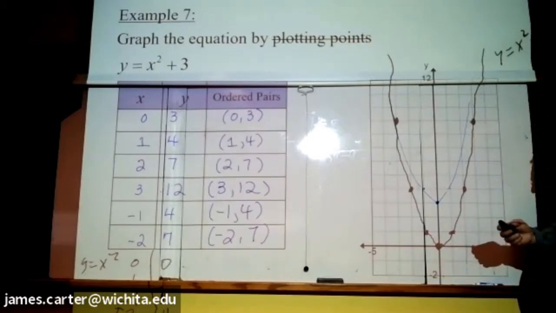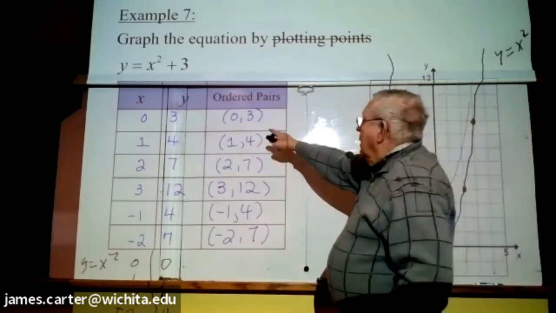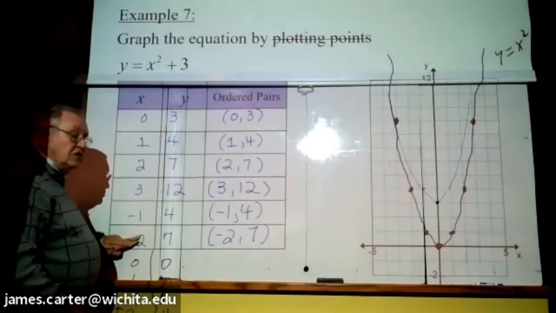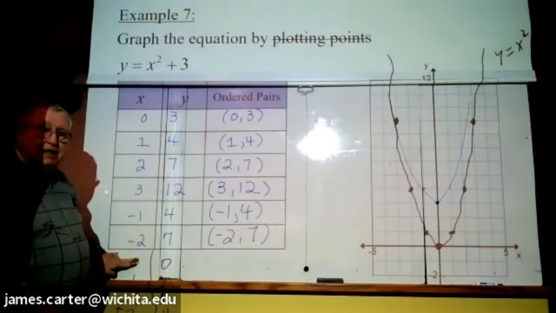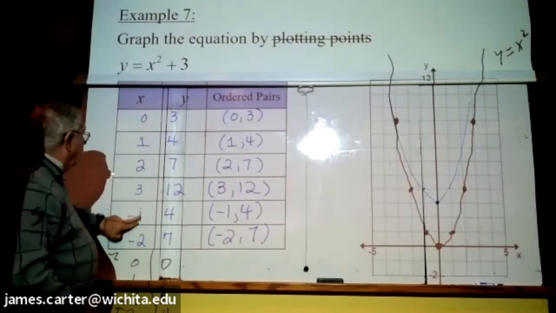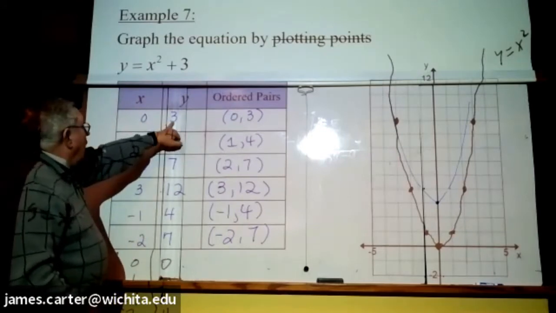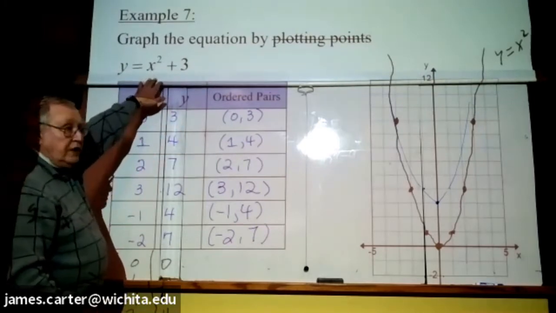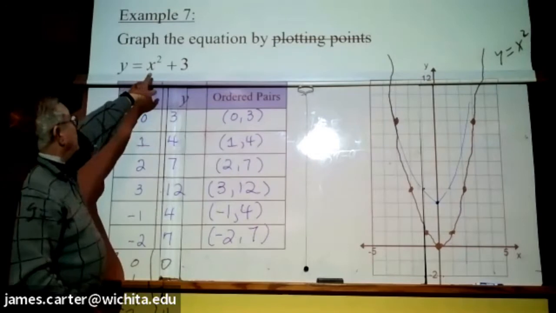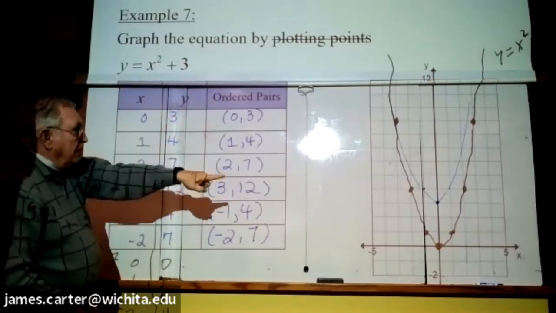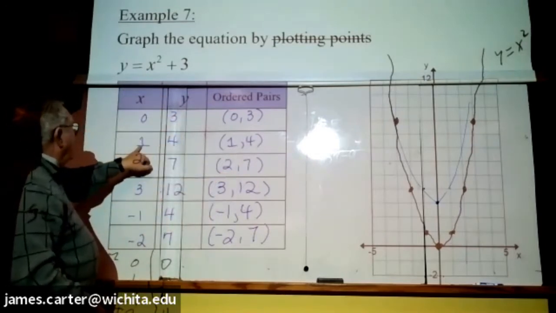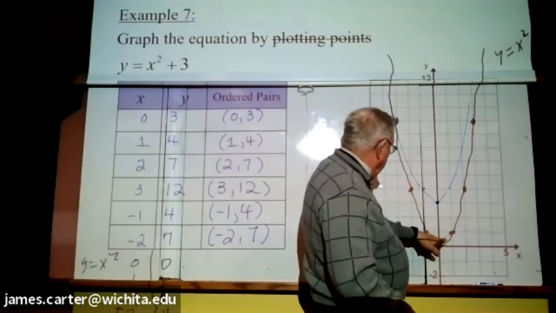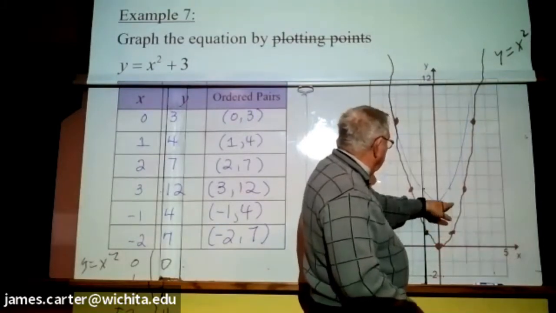Now you can see this. How did I get this? I just picked some x values because x is our independent variable. So we picked these. Y is the dependent variable. The y values depend on the rule, the equation. So if x is 0, y is 3. You can see my blue point there. If x is 1, y is 4.